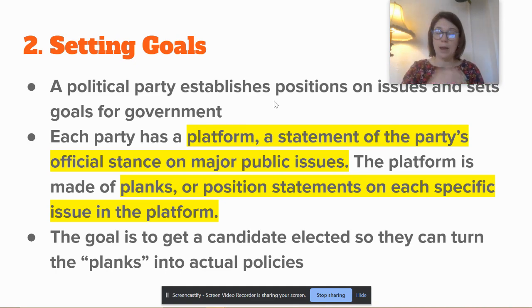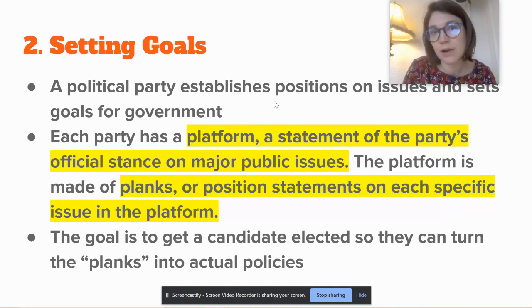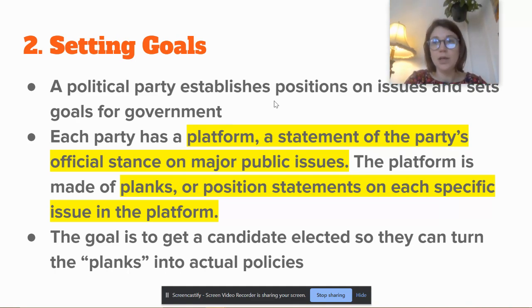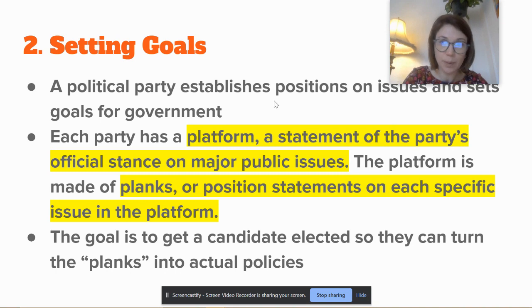If you remember back when I was out one day when I was sick, you folks did a quiz for me on which political candidate you aligned with the most. You basically figured out your view on the platform. The platform is made of planks, or position statements, on each specific issue. So what does each party think should happen with immigration, healthcare, reproductive rights, gun control? There are all these planks, and the platform is the collection of all these ideas, and that's the statement. But the goal of a political party is to get a candidate elected so that they can take those planks and turn them into actual policies.